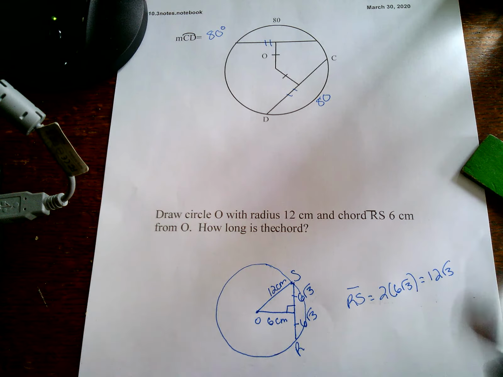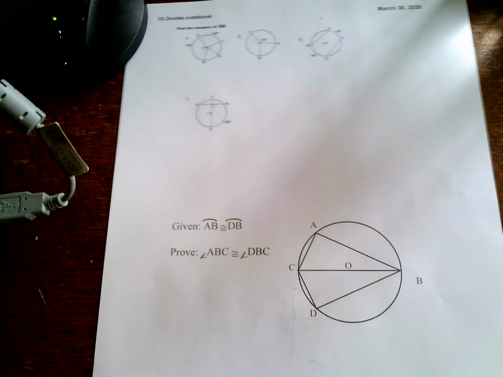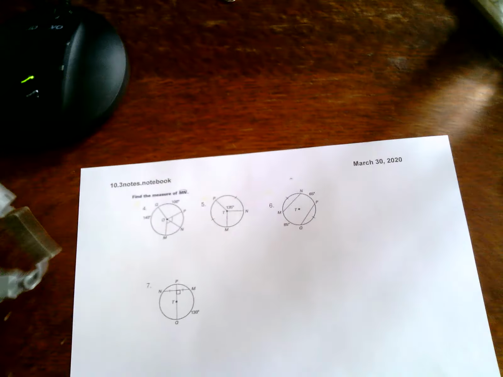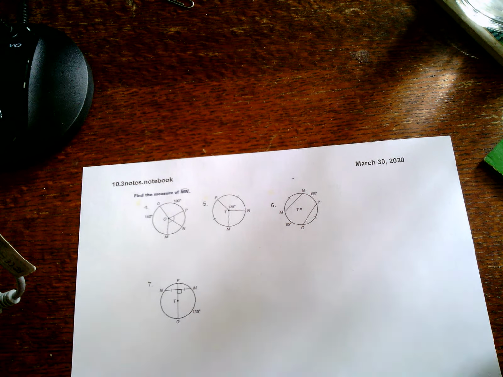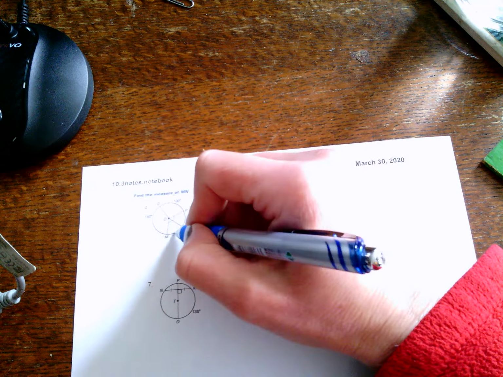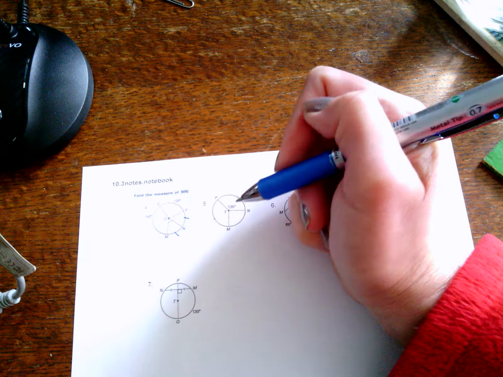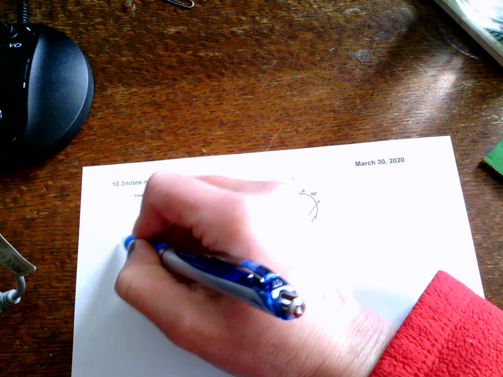360 minus 240 gives me 120. So each one of these must be 60 degrees. So the measure of M and N is 60. For 5, if these two arcs are congruent, and this is 135, this must be 135. So I do 360 minus 270, 90 degrees for MN.